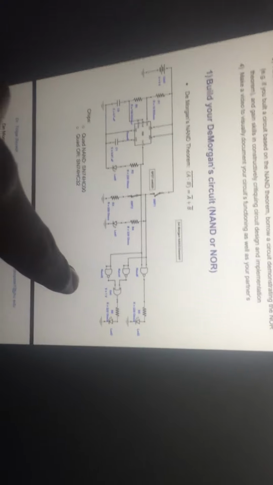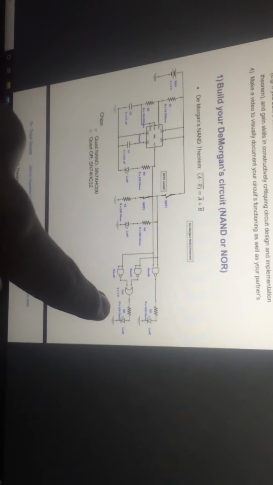It's an OR gate. If one side is 1, then it's always going to be 1. So LED, what is that, 3? Yeah, LED 3 will always light up. And this LED is connected to the switch and won't light up.